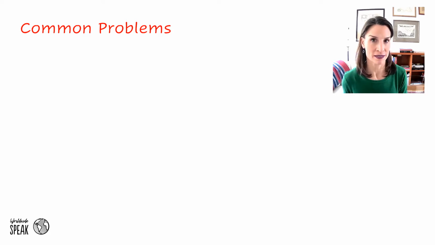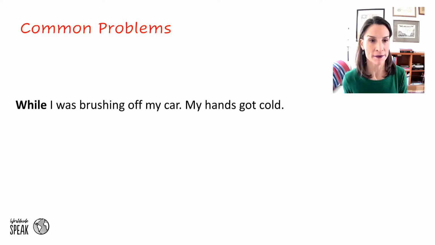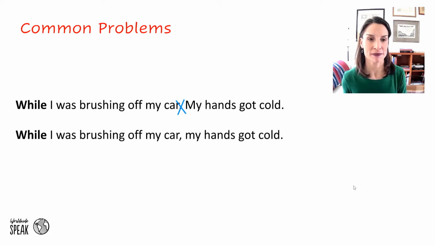And this is the last type of problem I see a lot in student writing. While I was brushing off my car, period, my hands got cold. So the period here signals the end of a sentence. But remember, we need to use while to connect two ideas, two clauses in a sentence. And here I don't have two, I have only one. So I need to remove the period, replace it with a comma, and now I have something like this: While I was brushing off my car, comma, my hands got cold.